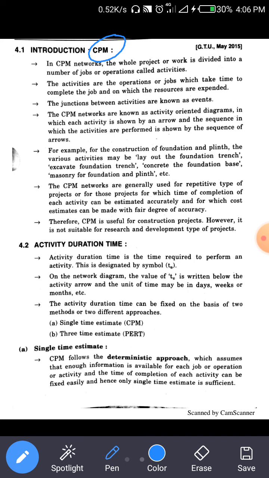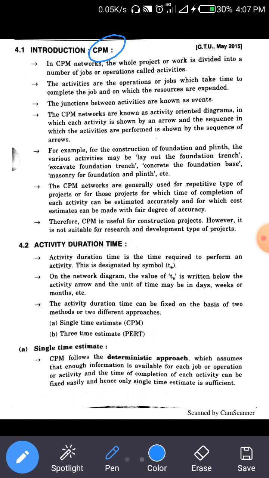So here we construct a 2 BHK bungalow or 3 BHK bungalow, and we divide the entire work into a number of jobs or operations. These jobs or operations are called activities. Different activities take different times to complete, and the resources required are also different for different activities.